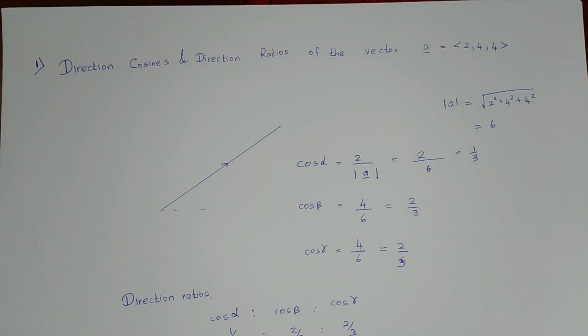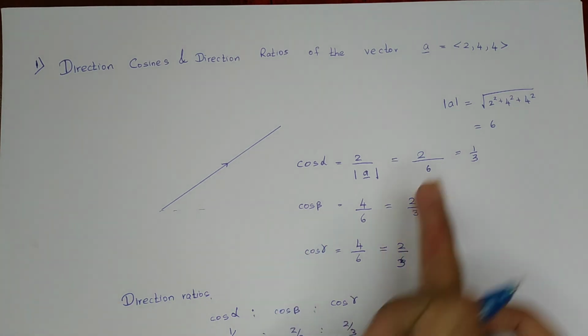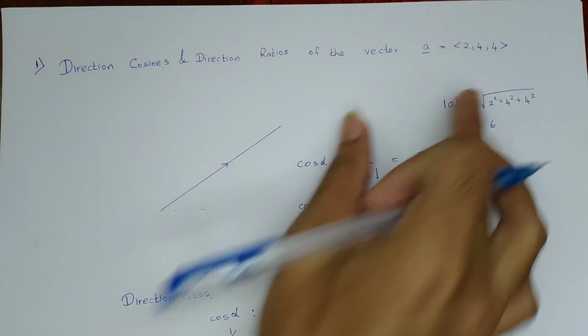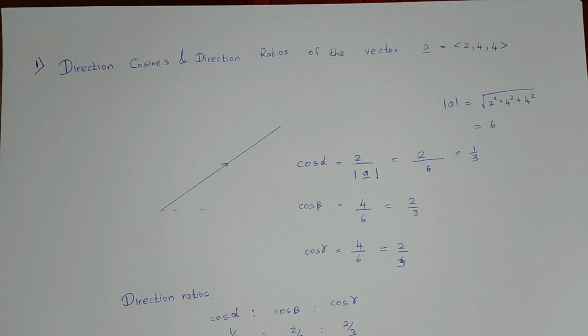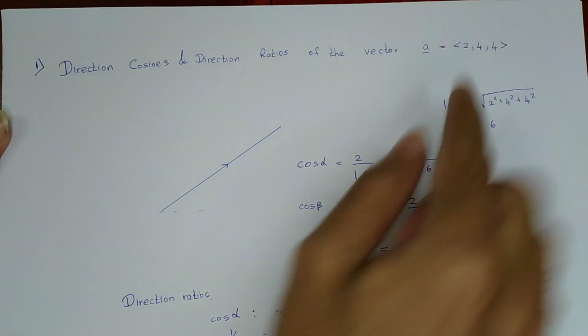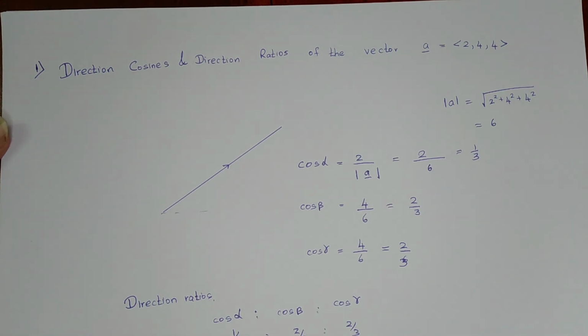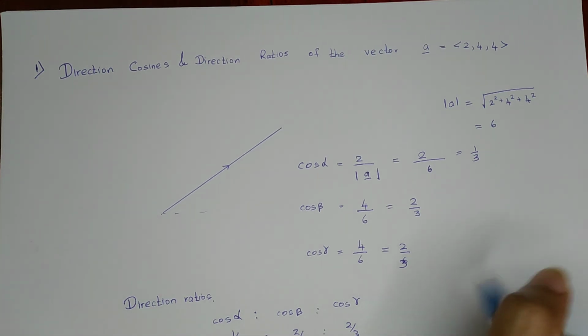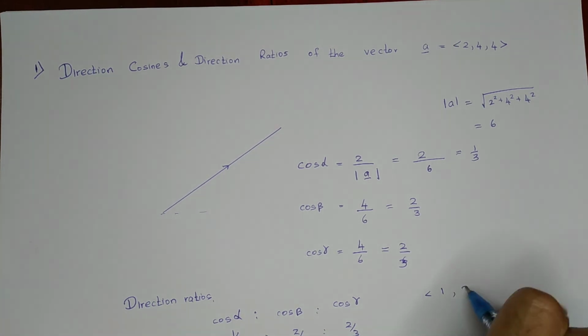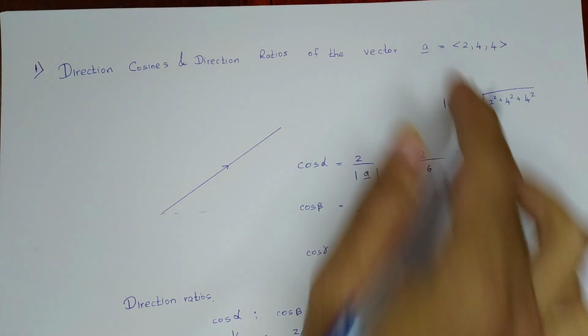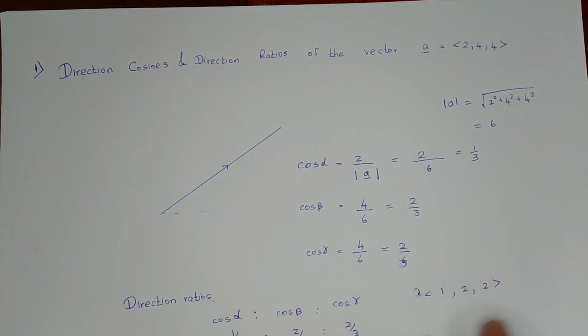From this, the main thing is you can't find the direction vector directly, but you can find a vector along the direction using the direction ratio. If you know the direction ratios, you can directly write it like this: 1, 2, 2, multiplied by lambda. If you know the direction cosines or direction ratios, you can directly write the direction vector like this. So this is a short way.